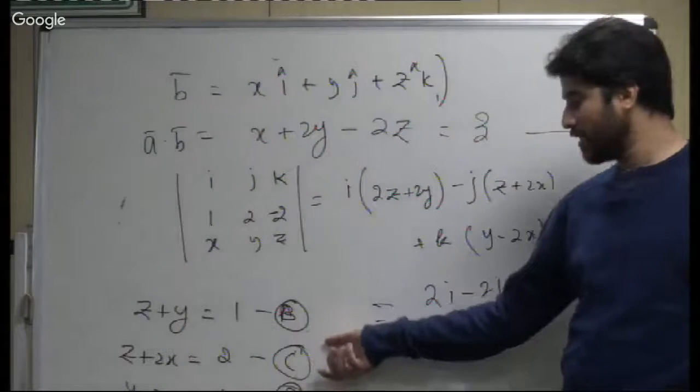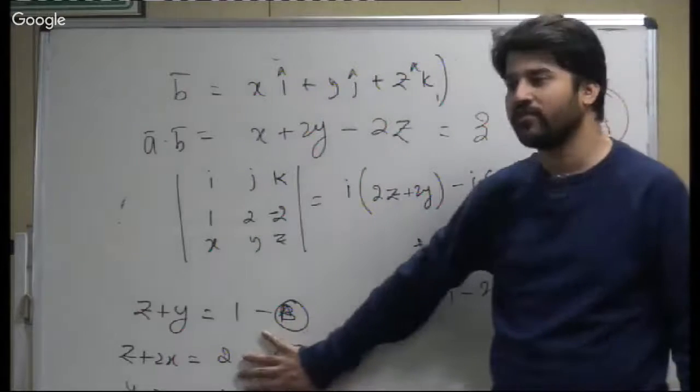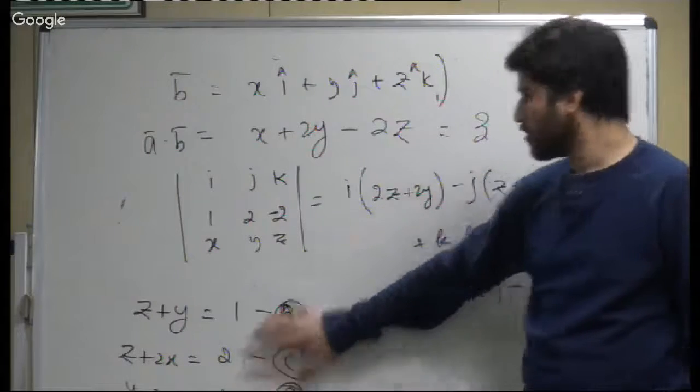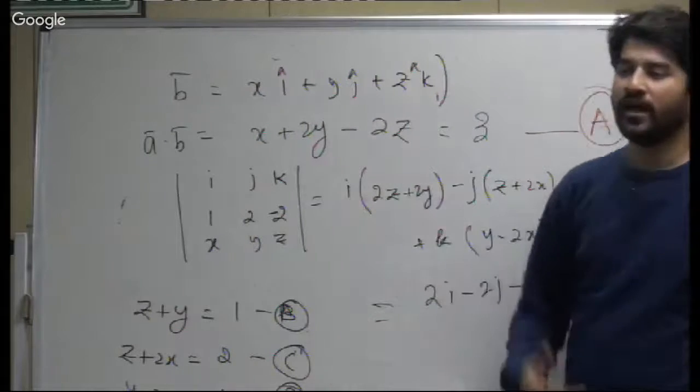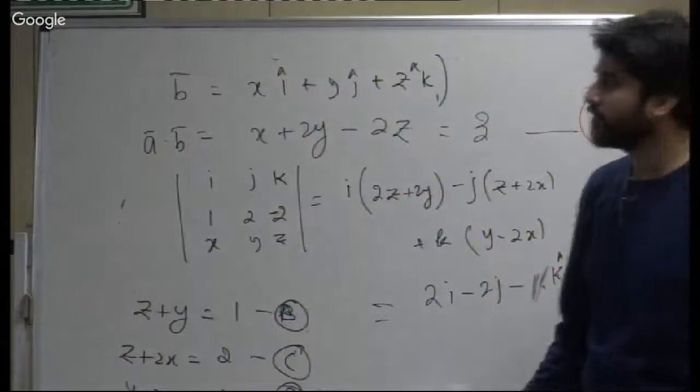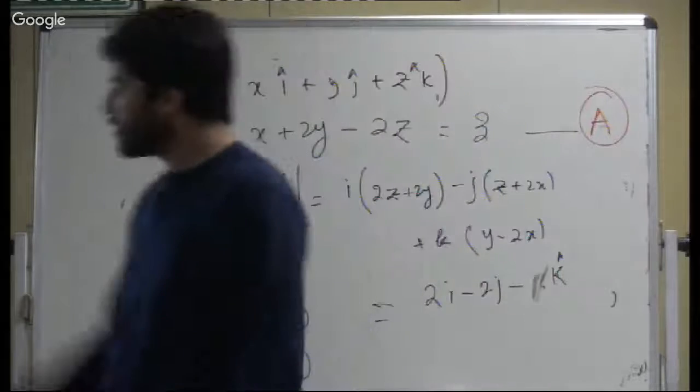So these 3 are not sufficient to solve for x, y, z. You need this also. So now you actually have 3 equations. And how many variables? 3 variables, right? No issue till here. Now the last question.